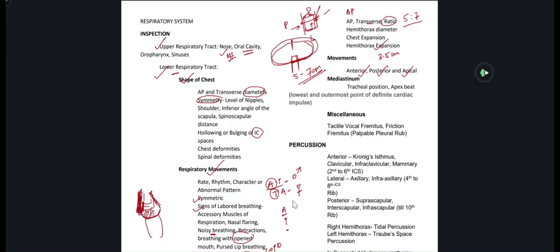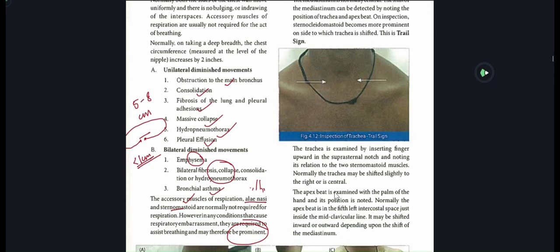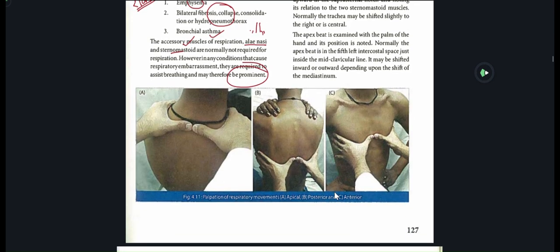So how do we look for that? Let's look at a few images here. So this is the apical movement measurement. We're keeping our thumbs posteriorly. We're standing at the back of the patient, and the fingers are going in the supraclavicular area, okay?